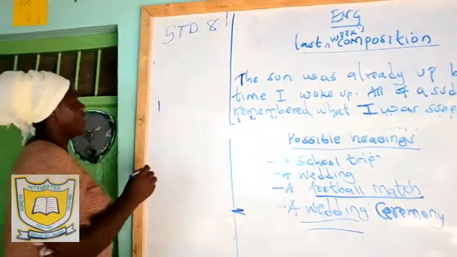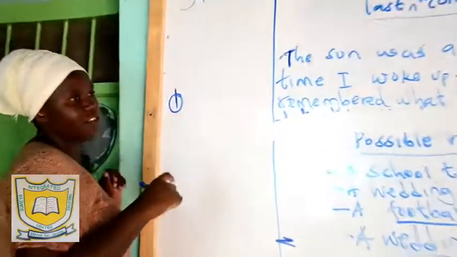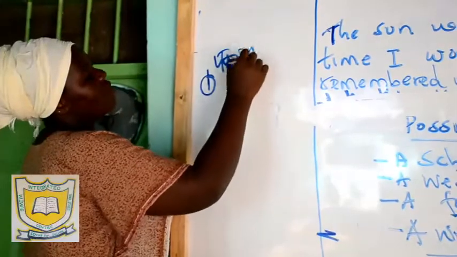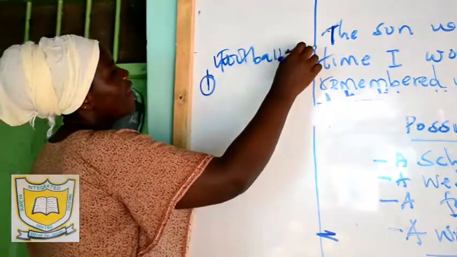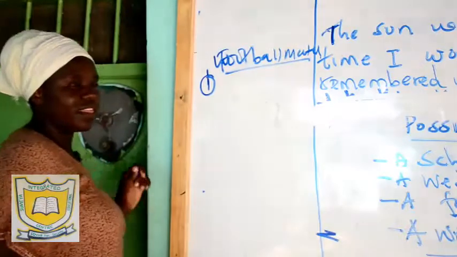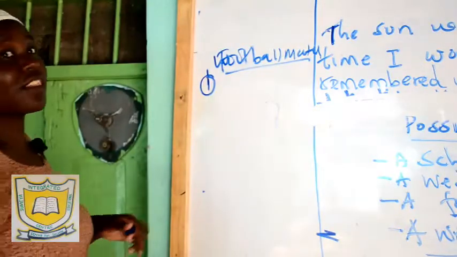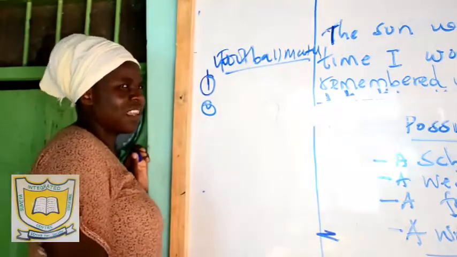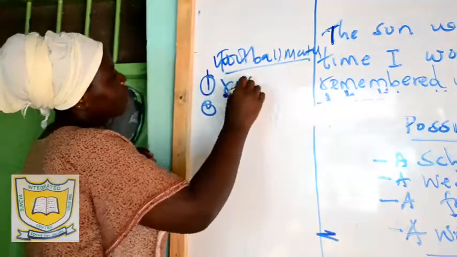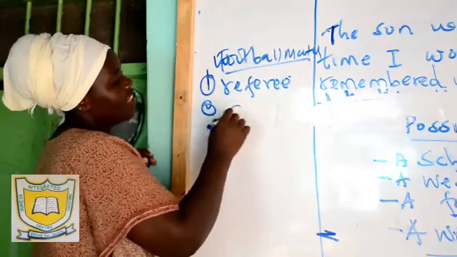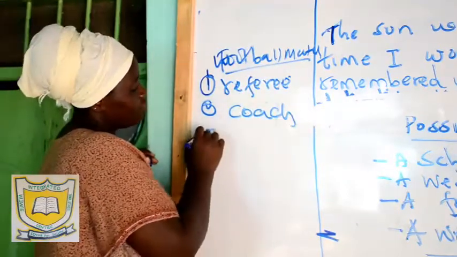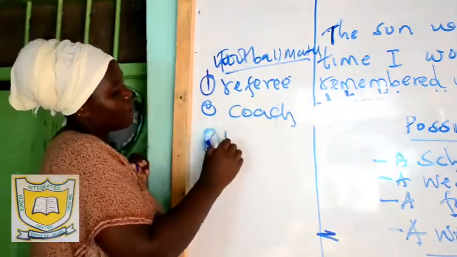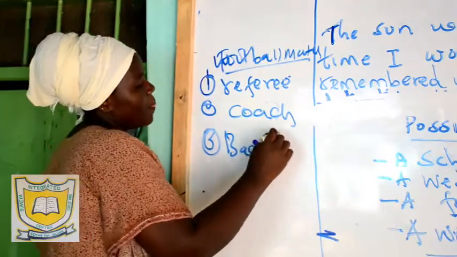Having talked about that, once you have identified what you want to write in a composition, you come here and then you make points of what you want to talk about. If, for example, my continuation is a football match, I ask myself one thing: how many vocabularies do I know that fit a football match? If I want to write a composition about a football match, then you should know about a referee. Then you should know about a coach. You should know about back players.